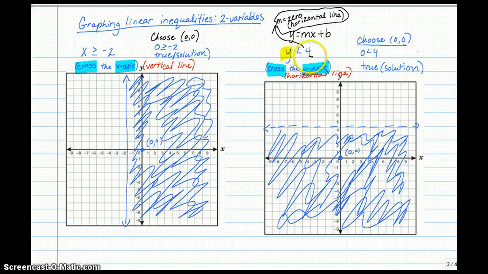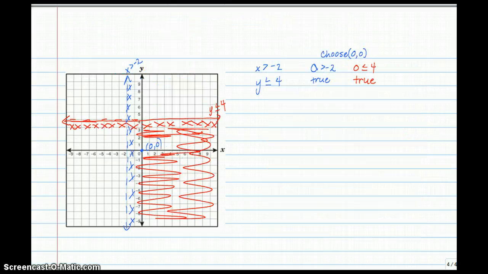The graph of y is less than 4 in the context of graphing linear inequalities in two variables, usually x and y, would be on a coordinate graph. It's a y line, so it crosses the y-axis, making it a horizontal line. Okay, moving on to systems.